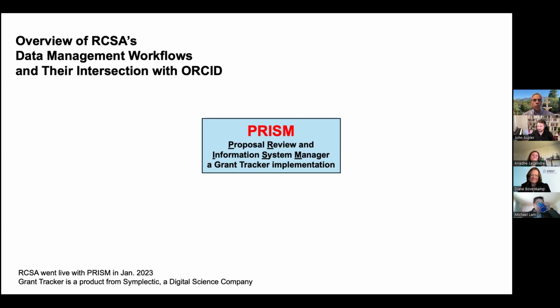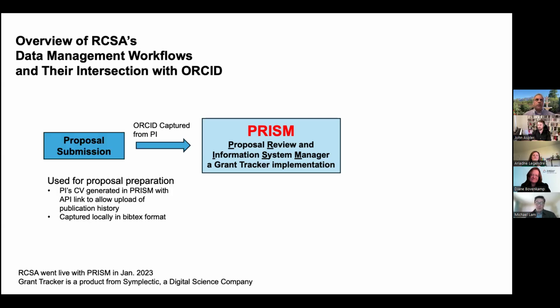So we developed a system called PRISM, Proposal Review and Information System Manager. It's a grant tracker implementation. It went live about 15 months ago. And this provides an overview of how we're using ORCID. We started collecting ORCID informally about 3 years ago, but we weren't a member at that time, and we were using it on a voluntary basis.